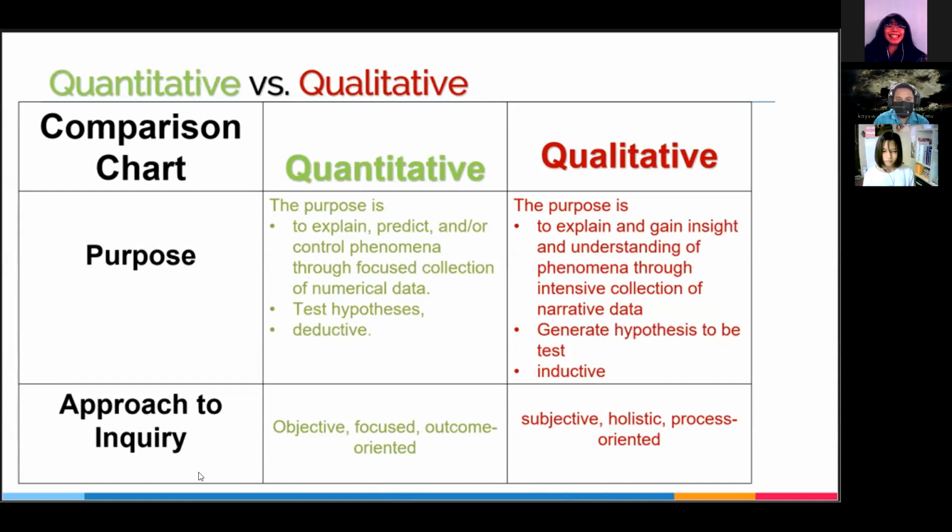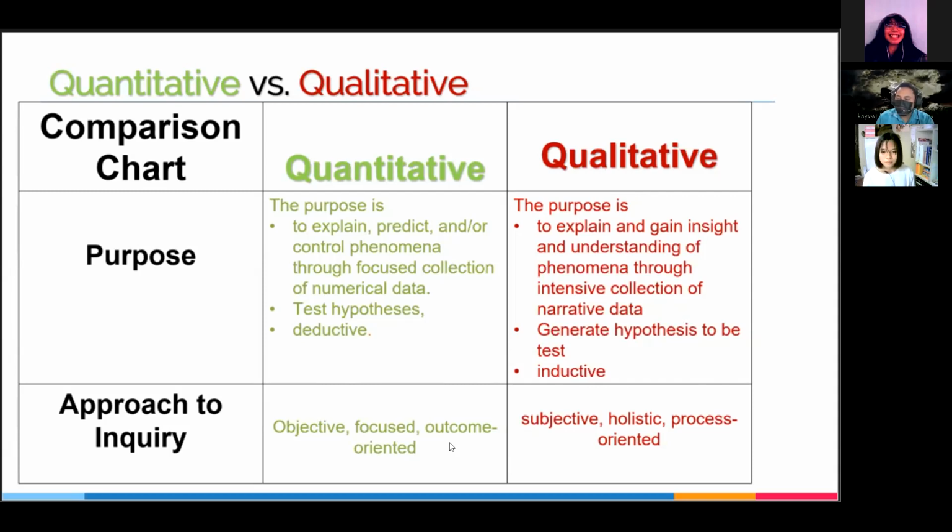Next is approach to inquiry. So quantitative, qualitative pa din tayo. So sa quantitative, objective siya, focus, and outcome-oriented. Pagdating sa qualitative, it is subjective, holistic, and process-oriented. So objective siya because it is not biased, just like Flip said, which is subjective. Okay? Kasi nga, we need definite measures.